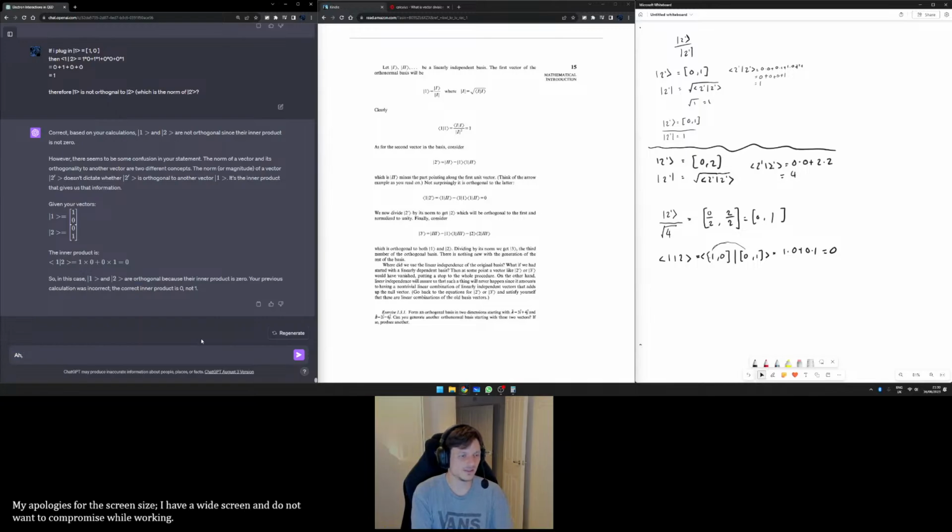Ah, so they are orthogonal. No, I don't need to put that. So we get it, right? So that's good. We've figured something out here. That indeed, we now divide 2 by its norm to get 2, which will be orthogonal to the first and normalized to unity. So I wonder why that is though.